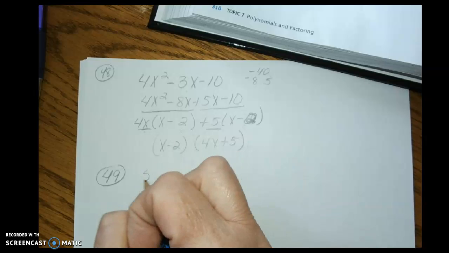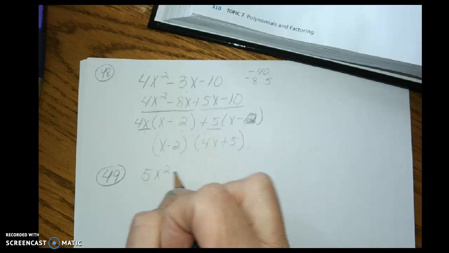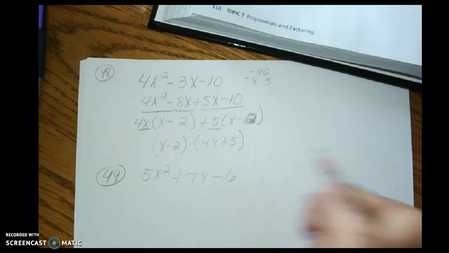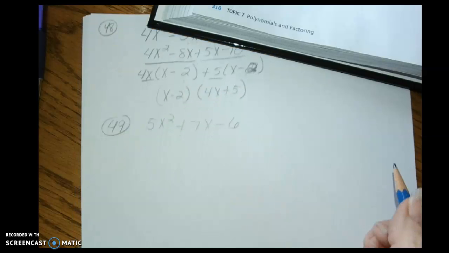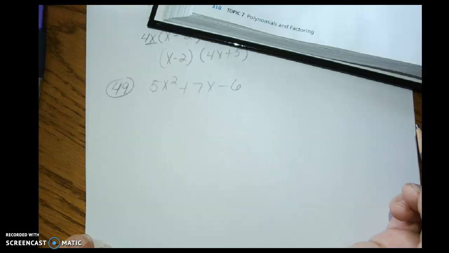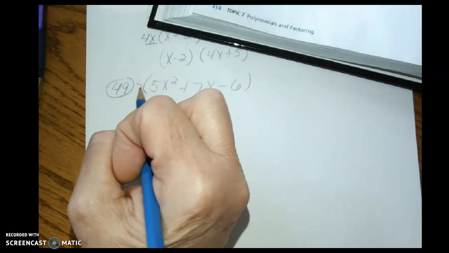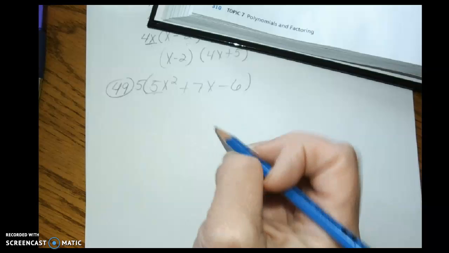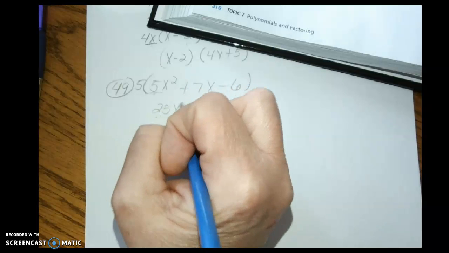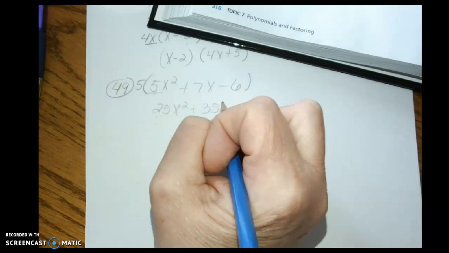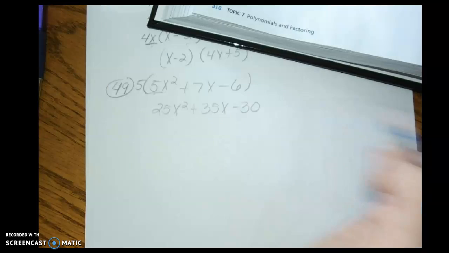49. 5x squared plus 7x minus 6. This time I'm going to use substitution. I'm going to multiply everything by 5 to make this a perfect square. 25x squared plus 35x minus 30. Just factoring it all the way through.